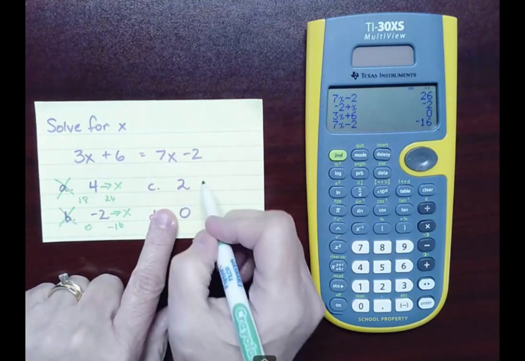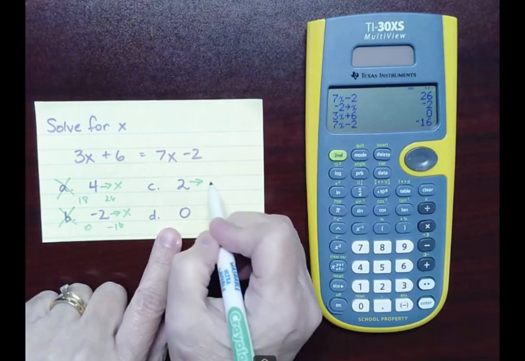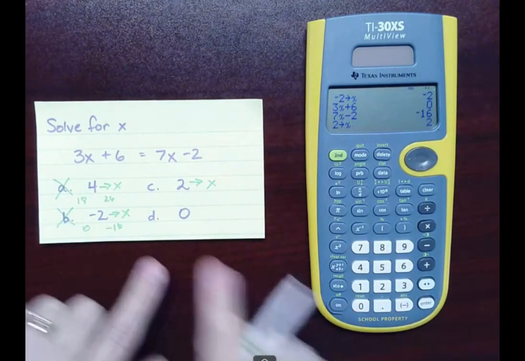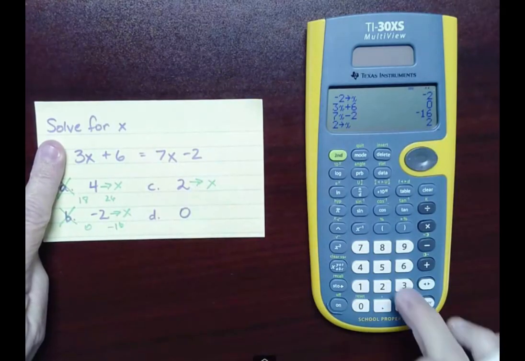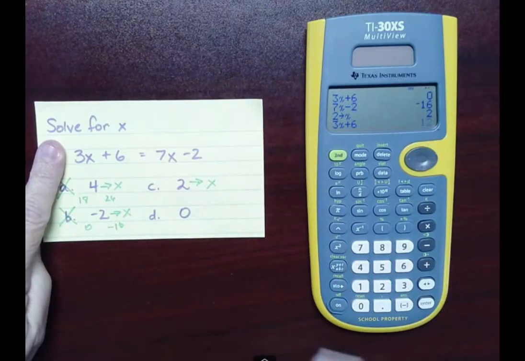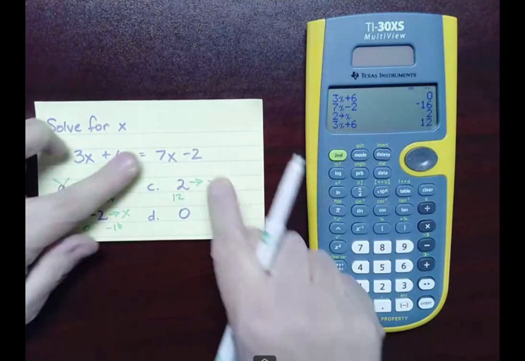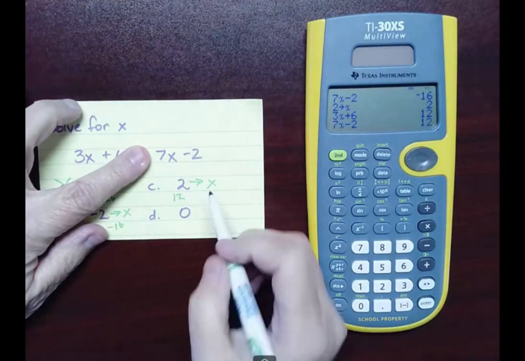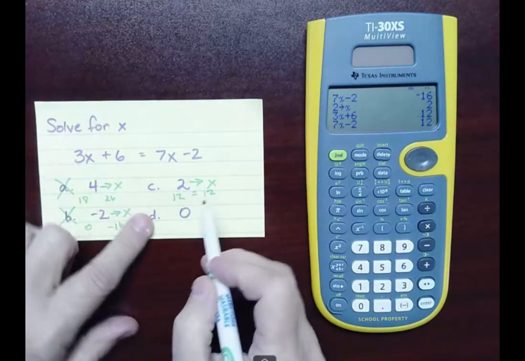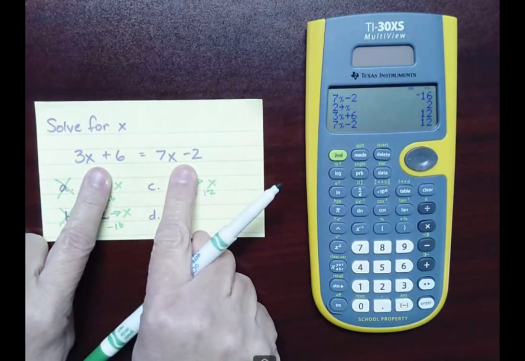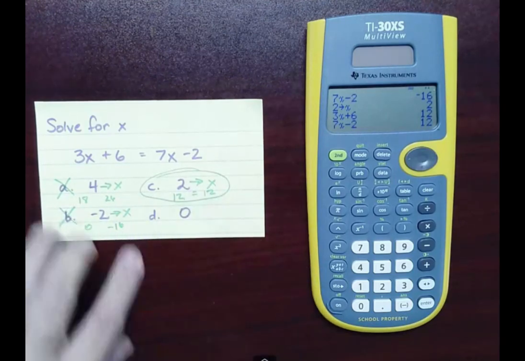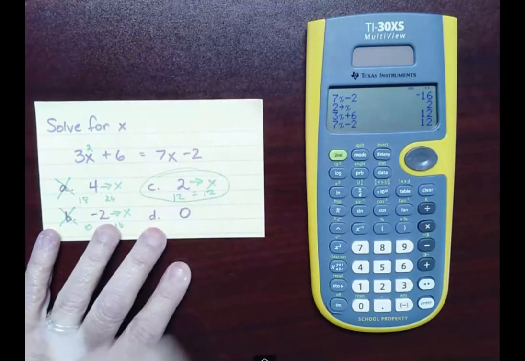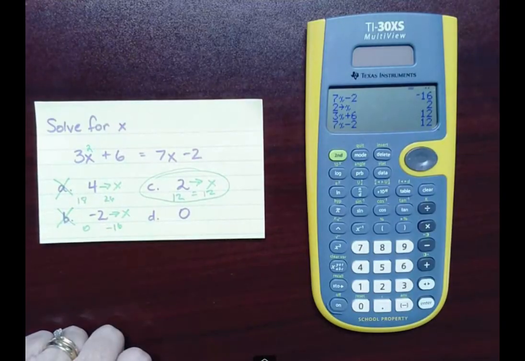Now we're going to go on to answer choice C. 2, store x, enter. We're going to type in the left side, 3x plus 6. I get 12. We're going to type in the right side, 7x minus 2, and we get 12. And as soon as I find the one that gives me the same answer on both sides, that is the right answer.